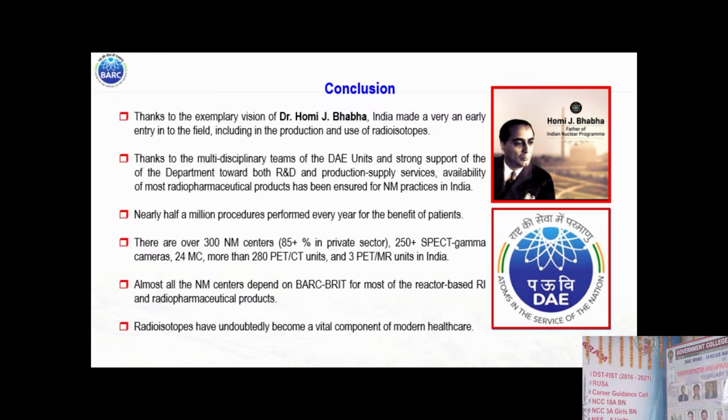infrastructure. We need more cyclotrons, more reactors, and nearly 500 million procedures are performed every year for the benefit of the patients. And there are in India 300 nuclear medicine centers, 85% are in the private sector, 250 plus PET gamma cameras, 24 medical cyclotrons, 280 PET CT units and 3 PET MR units in India. So it is growing very, very fast.